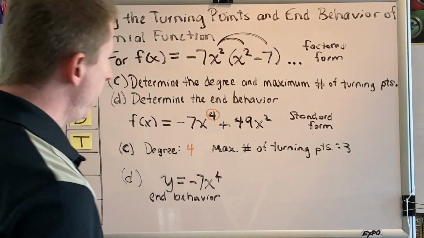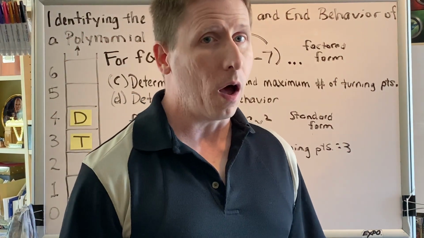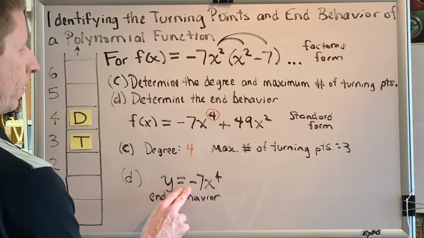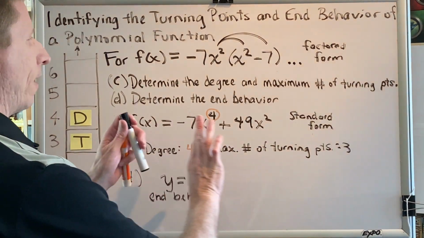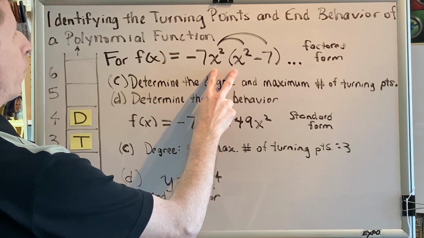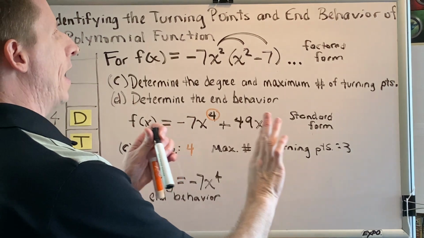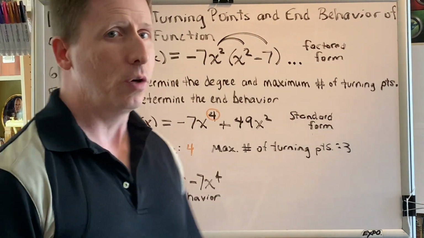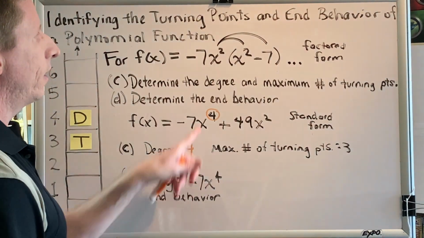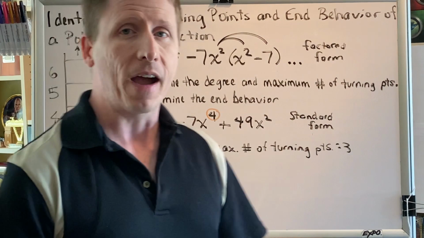As a reminder, end behavior is telling us what the graph looks like very far from 0. So if I were to draw the curve y equals negative 7x to the fourth and look at it very far from 0, and if I were to draw the function f of x equals negative 7x squared times the binomial x squared minus 7 and look at it very far from 0, the two functions would be nearly identical. End behavior is a good way of telling us what our function looks like very far from 0. All right, that completes this problem.